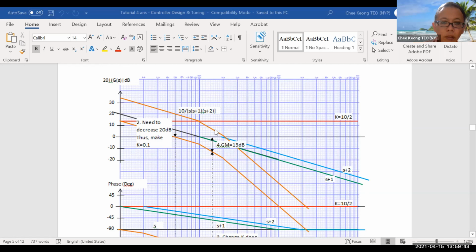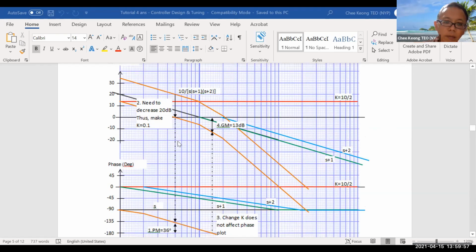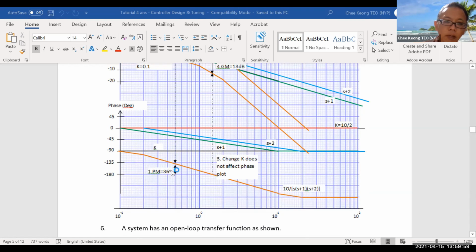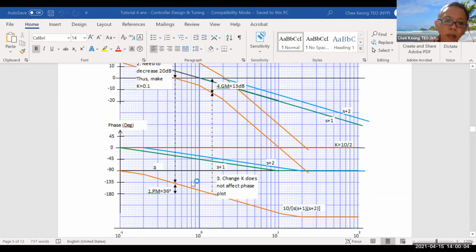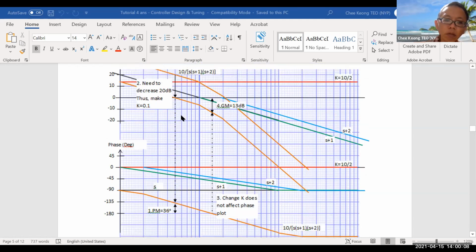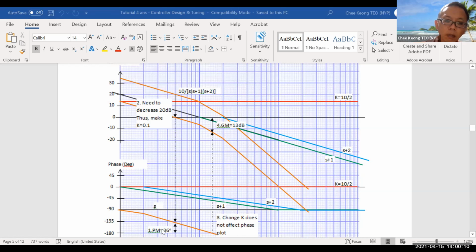So if you reduce your gain plot to say around here, so if you bring your gain plot down in a parallel fashion, now your gain will cut 0 dB earlier. Before it was cutting here, now it has shifted to cutting here. By shifting to cutting here, you get about 36 degrees, which meets the objective. You need a phase margin of at least 30 degrees, so if you shift it down to here, you get 36 degrees.